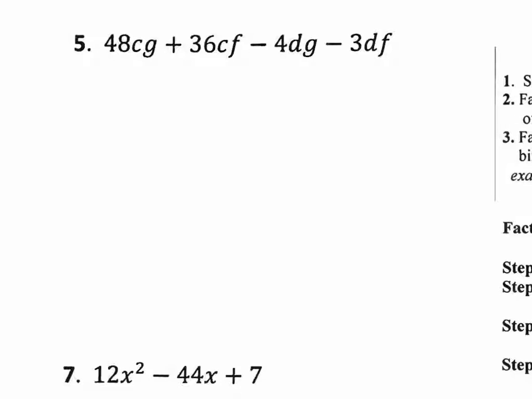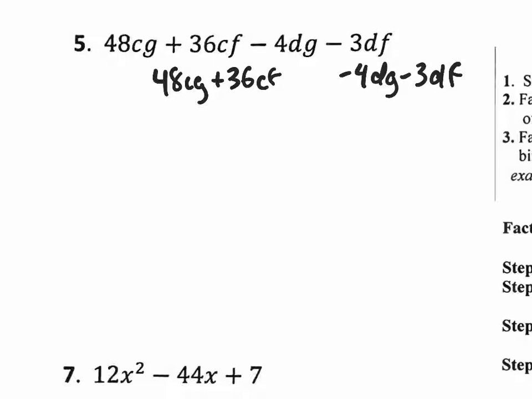Step 1 on factoring by grouping is to simply make space between your first group and your second group. So you have your 48CG plus 36CF, leave some space, minus 4DG minus 3DF. You want to factor something out of that first group. There is a multiple of 12 and also a common variable C, so your GCF is actually 12C. If you pull out that 12C, you will have a 4, no more C, just a G. Think about it: 12C times what gets you back to 48CG? That would be a 4G.